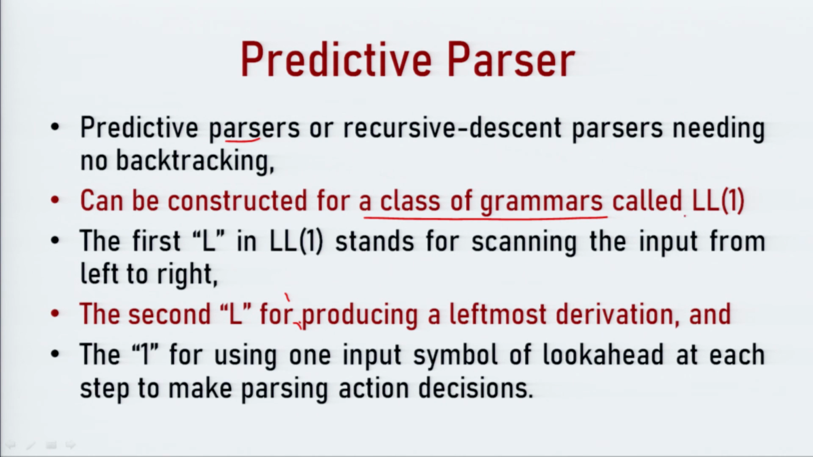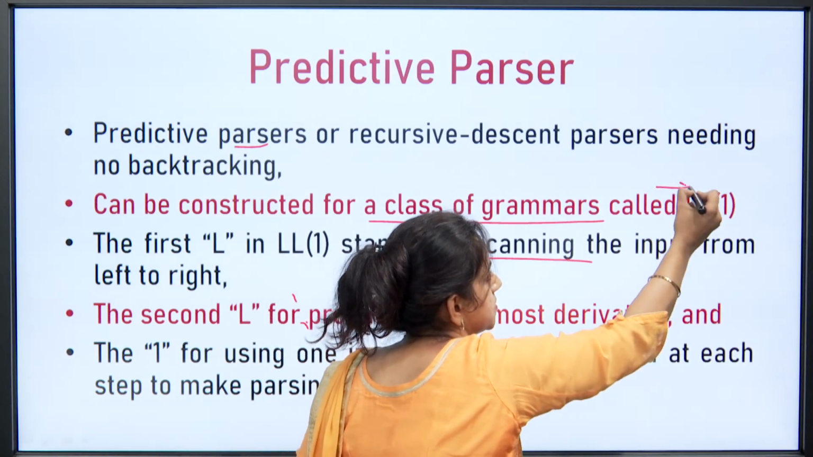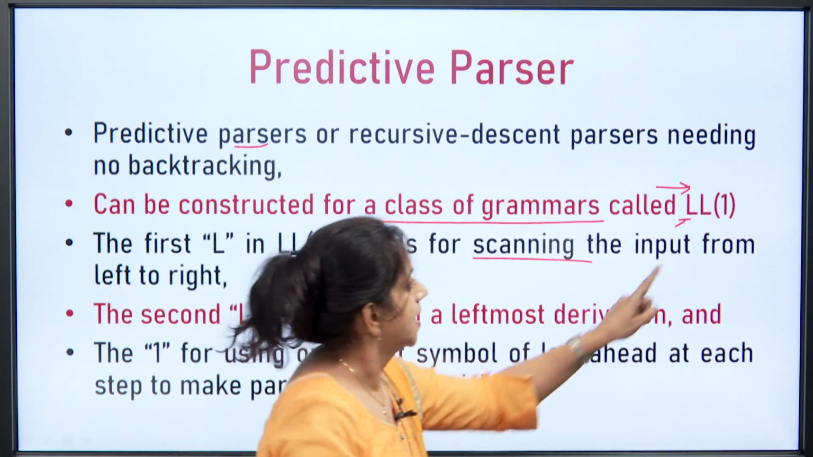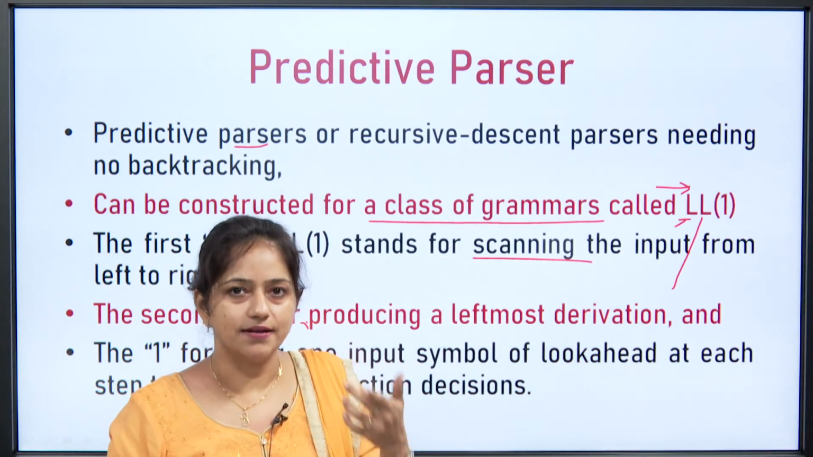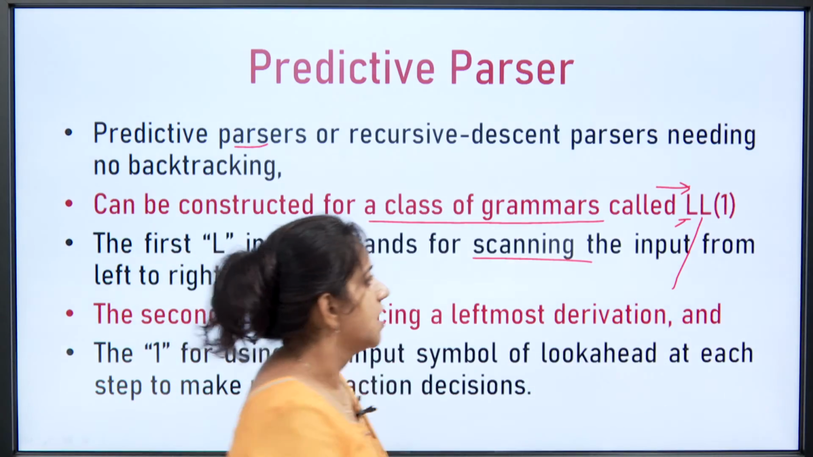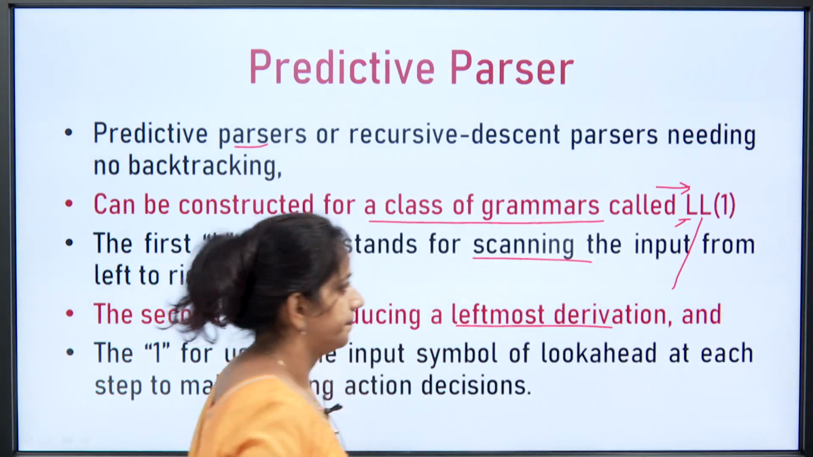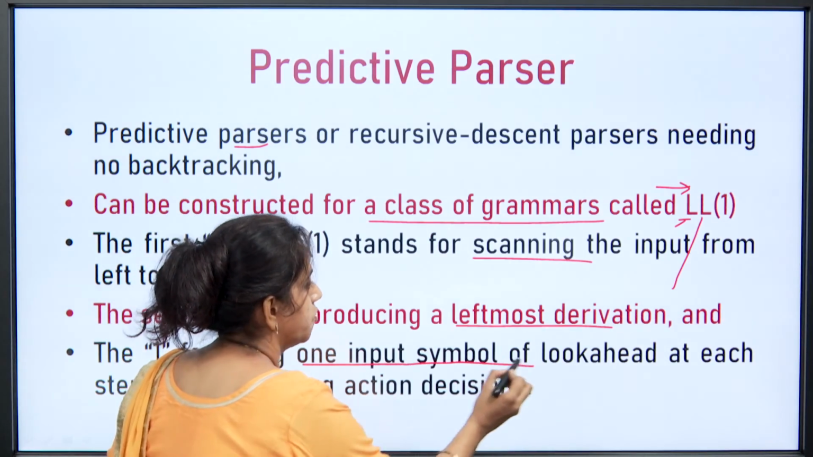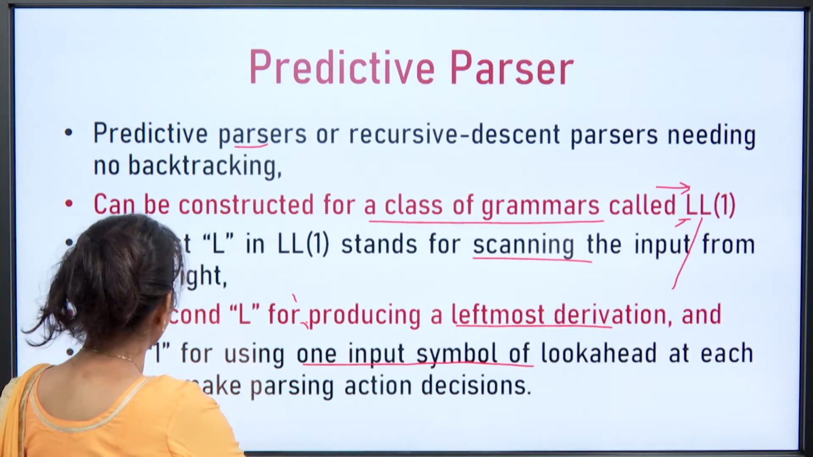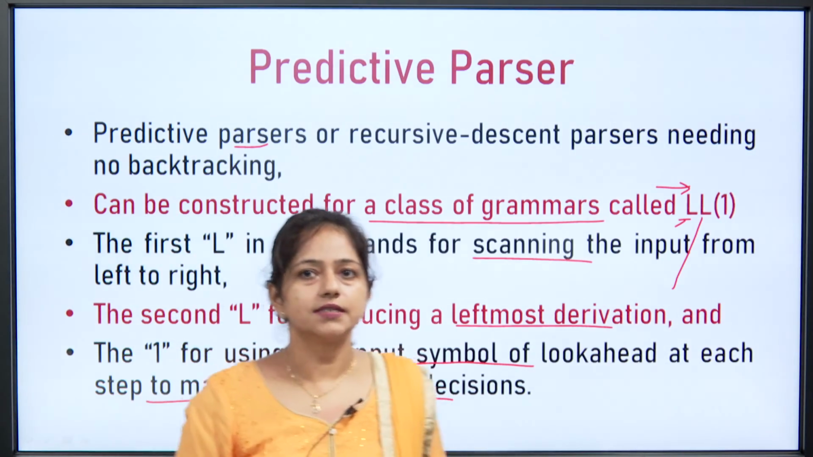Just see the meaning. The first L stands for scanning the input string from left to right. So, it shows that we will scan the input string from left to right. The second L stands for that we will scan the input string and do the parsing. While doing the parsing, we will obtain the leftmost derivation, right. And 1 stands for using one input symbol of lookahead at each step to make parsing action decisions. So, this is LL1 grammar.